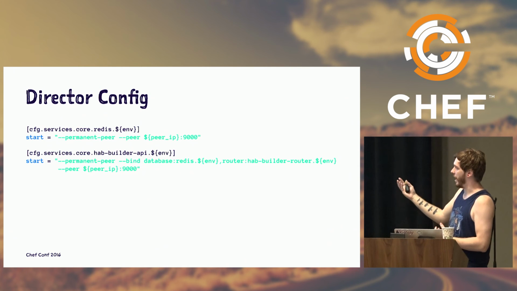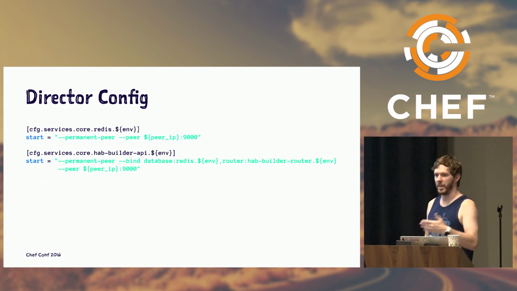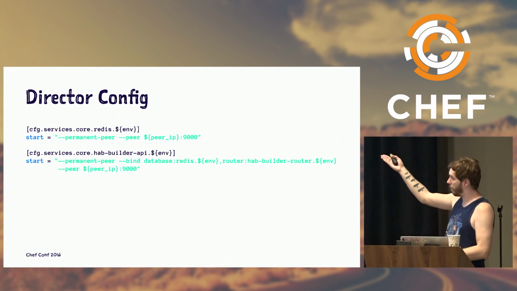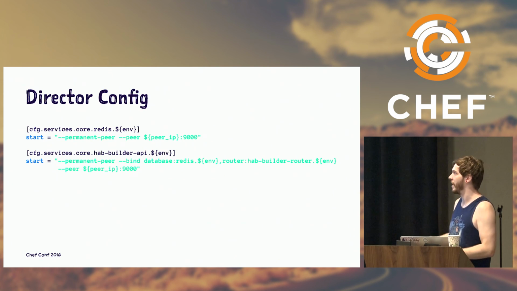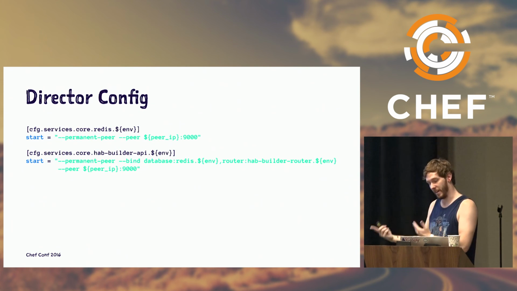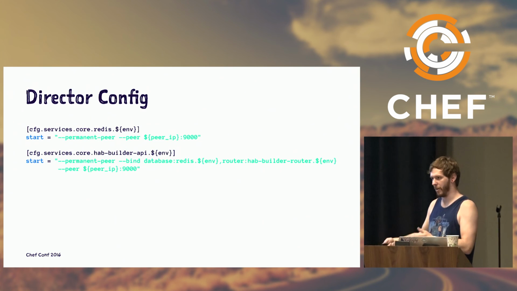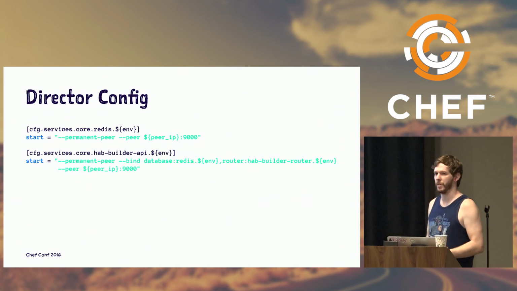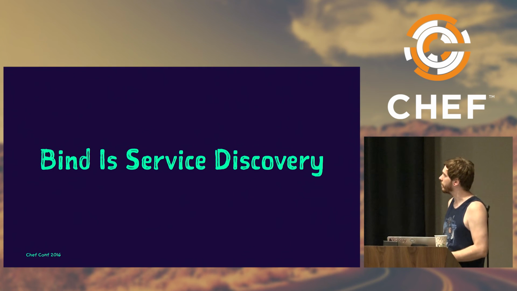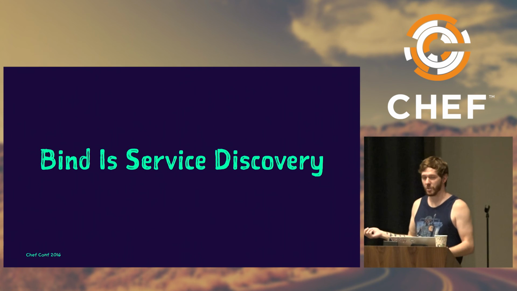So this says that I'm going to look for a database Redis in this environment. And above it, I happen to also be starting a Redis database in that environment. So the last slide I showed you binds, routers, members. This is how that gets populated, using binds. Bind is basically service discovery.